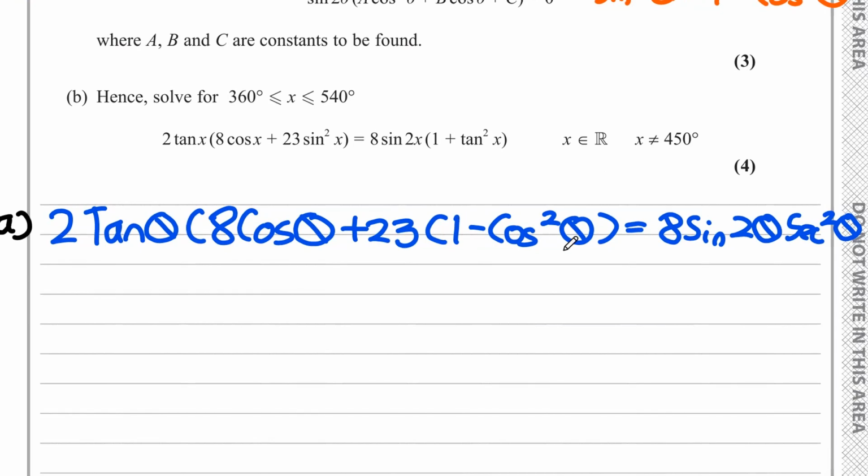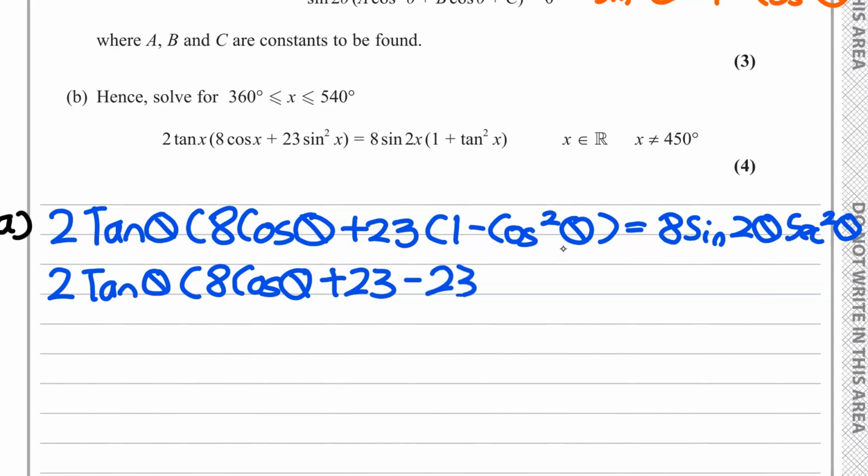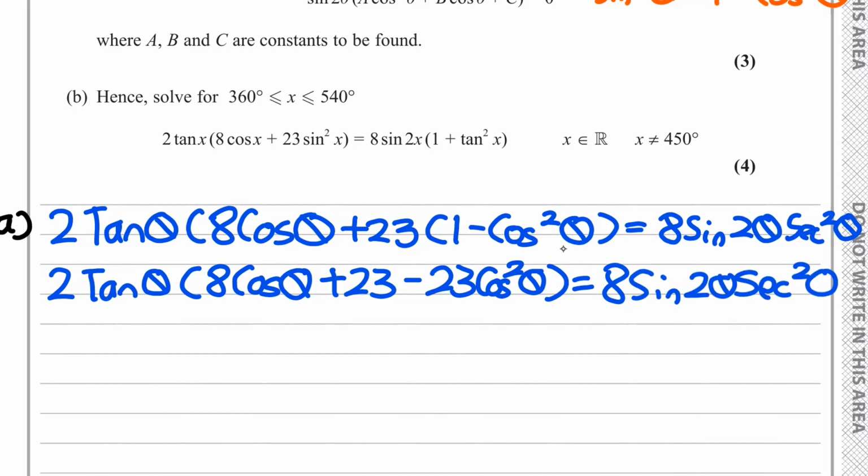Okay, so we can do some simplifying here. We have this 2 tan theta, and then it's 8 cos theta, and then if we expand this bracket here, it's going to be plus 23 minus 23 cos squared theta like this here, and this is equal to 8 sin 2 theta sec squared theta.